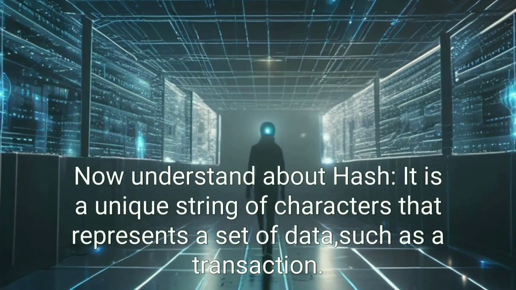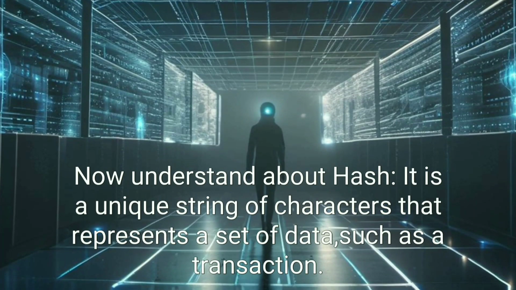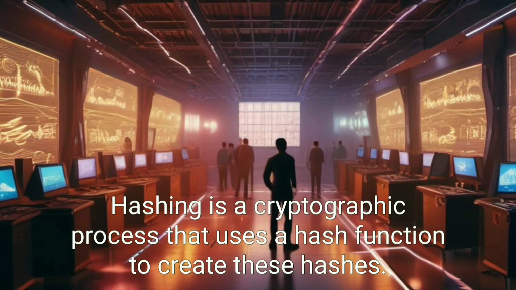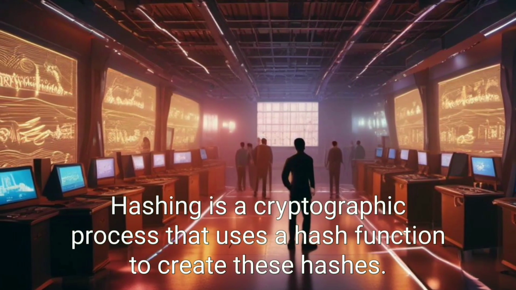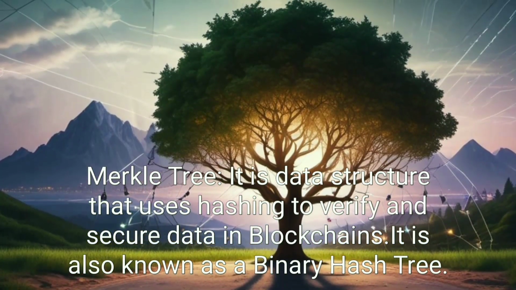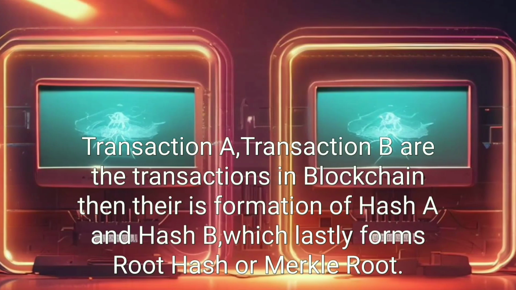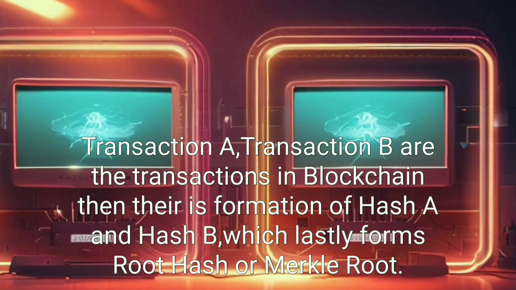Now understand hash. It is a unique string of characters that represents a set of data, such as a transaction. Hashing is a cryptographic process that uses a hash function to create these hashes. Merkle tree. It is a data structure that uses hashing to verify and secure data in blockchains. It is also known as a binary hash tree. Transaction A, transaction B are the transactions in blockchain. Then there is formation of hash A and hash B, which lastly forms the root hash or Merkle root.